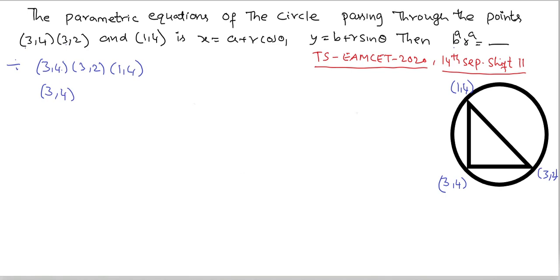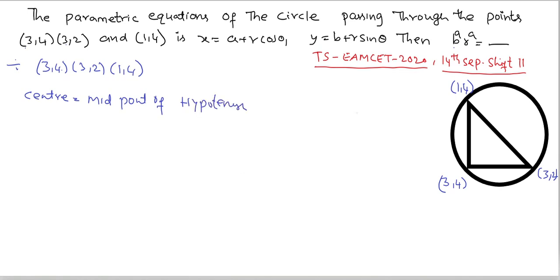So these are the vertices of a right angle triangle. Here (3, 4) is the right angle vertex. The center of that circle is the midpoint of the hypotenuse.